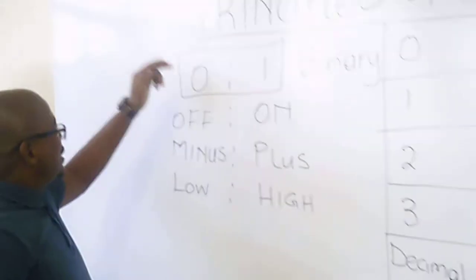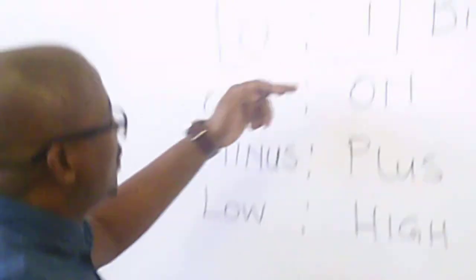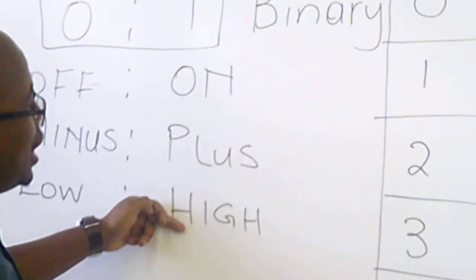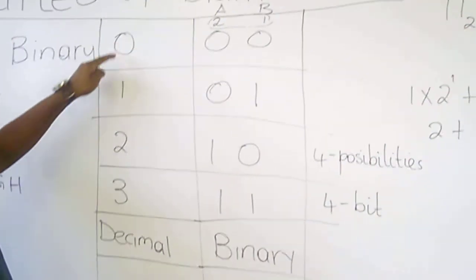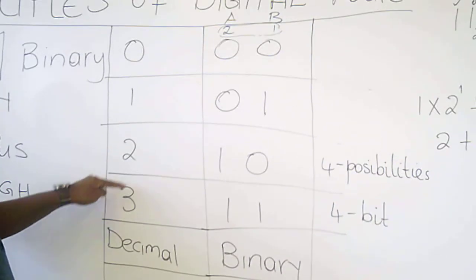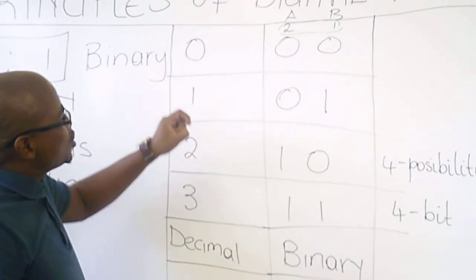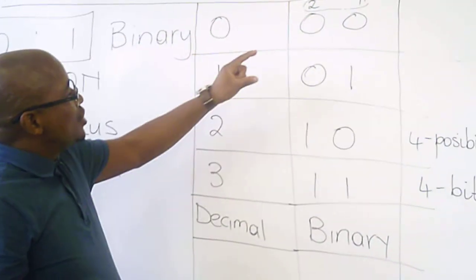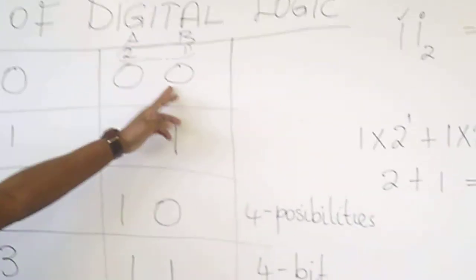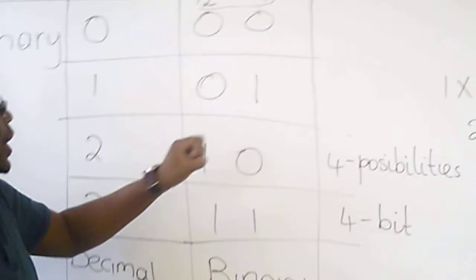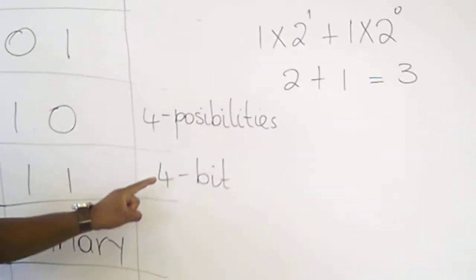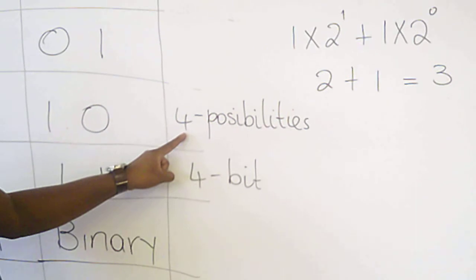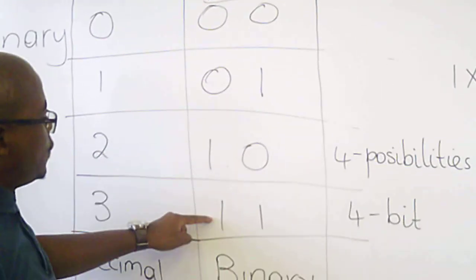From the beginning, 0 is off, minus, low. 1 is on, plus, high. From our primary level, we know how to read 0, 1, 2, 3. Today we are learning that we can actually use binary to read. It is 0, 0, 0, 1, which is a 1, 1, 0, which is a 2, 1, 1, which is 3, and we call it a 4-bit. 4 possibilities. 1, 2, 3, 4 possibilities. How do we achieve that?